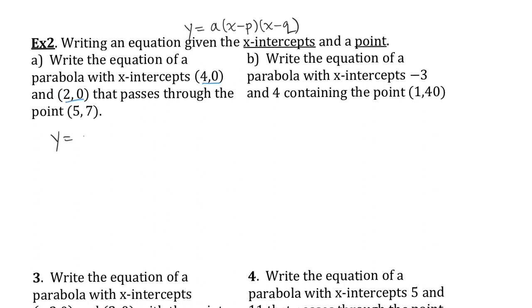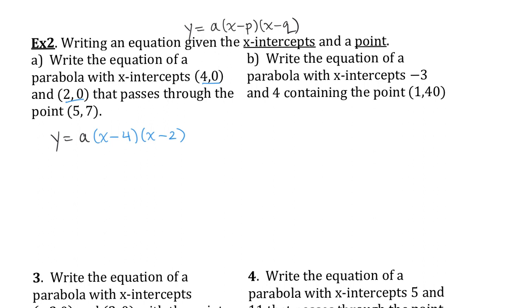Y equals a. Okay, if the x-intercept is 4, it must have been x minus 4. So then when I solve it, I get positive 4. Okay, if that intercept is 2, it would have been x minus 2. And then when I solve it, I get positive 2.